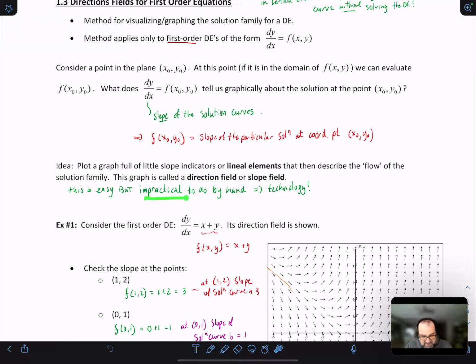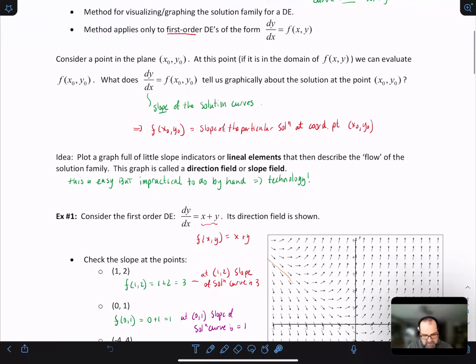But this is not very practical by hand because it's a lot of computations, a lot of tedious, laborious work to plot something. And so this is something that can be done using technology. If you Google slope field calculator, you can probably find online versions of this. It is also something we can do on a graphing calculator, the TI-89. So we will talk about that in class, but here we'll just look at it by hand.